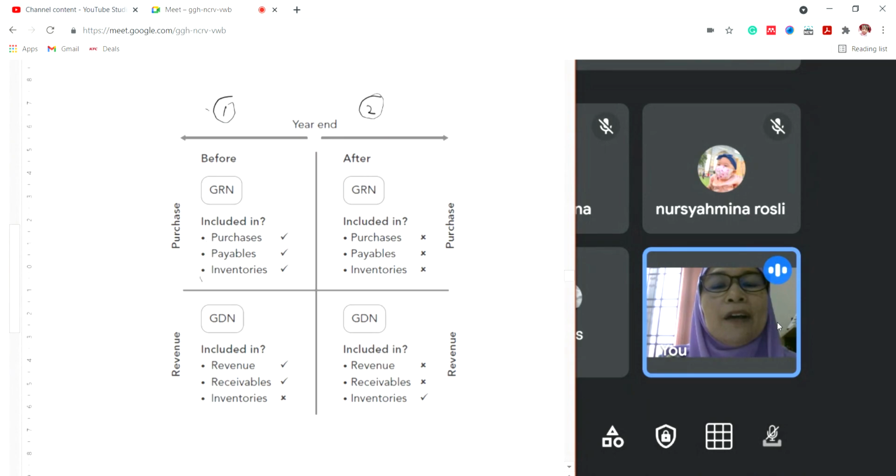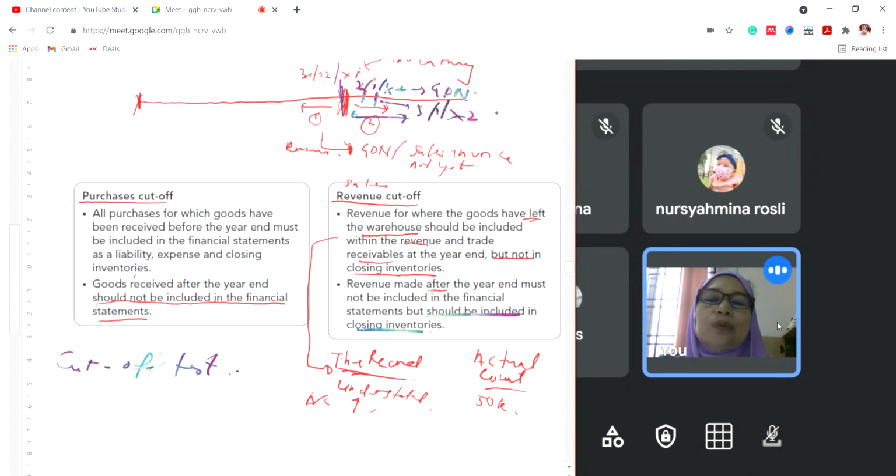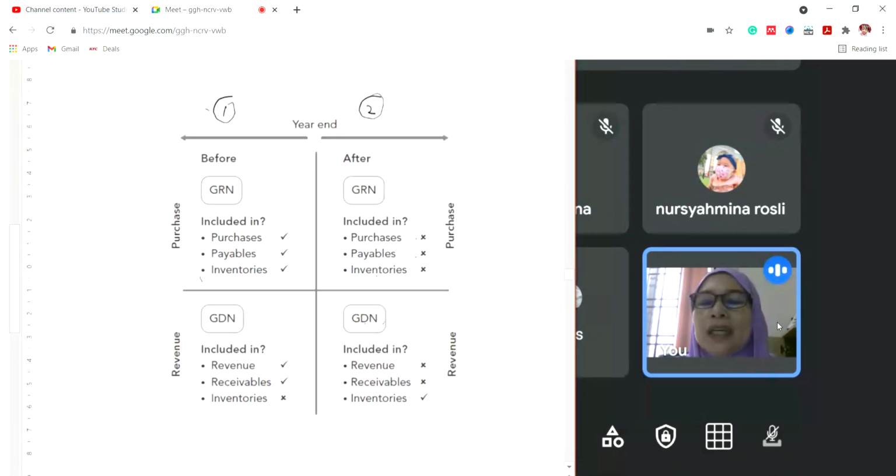If it happened after year end, so for the GRN, goods receipt notes, is it included in the purchase? No. Payable? No. Inventories? No. For the goods delivery notes, it should be included. Is the revenue recognized? For the revenue, no. For the receivable, no. For the inventory, yes. So this is what we discussed just now, and this is the summary.